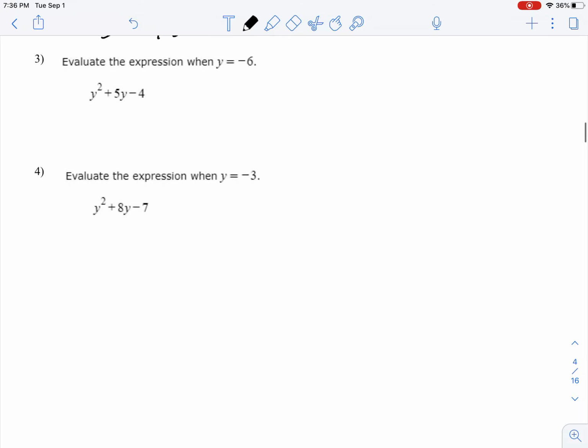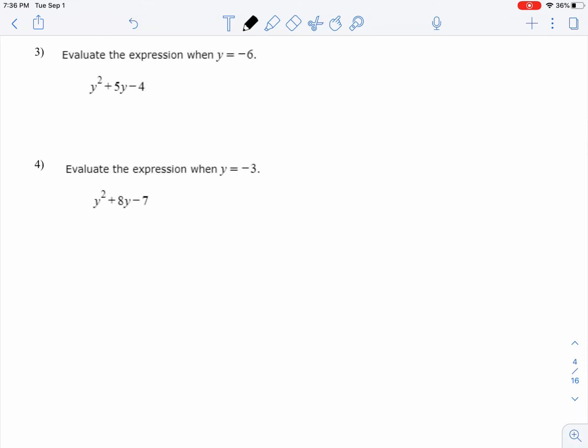Scrolling down here. Evaluate the expression when y equals negative 6. So this time we're plugging in a y for both of these. So again, it's a negative 6, so I'm going to make sure I put it in parentheses. So negative 6 in for y, that was being squared, plus 5, parentheses, negative 6 for my y, minus 4. Negative 6 squared is negative 6 times negative 6, which is actually a positive 36. 5 times negative 6 is negative 30. And the negative 4 just kind of hangs on there for now.